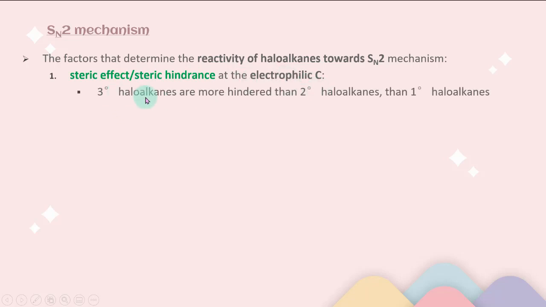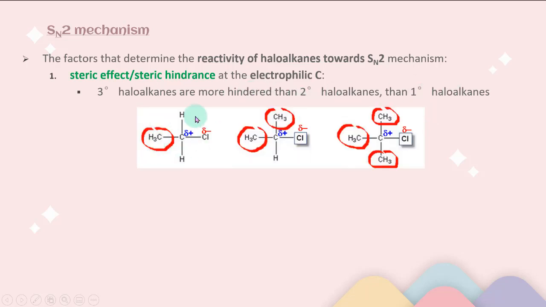So we say that the tertiary haloalkane is more hindered than a secondary haloalkane, which is more hindered than the primary haloalkane. Looking at this diagram, you will see that this chlorine is attached to a primary carbon, so you only have one alkyl group. Okay, so this is your primary haloalkane. And for this one, the chlorine is attached to a secondary carbon, so this is your secondary haloalkane. And then this chlorine is attached to a tertiary carbon, so this one will be your tertiary haloalkane. You can see that the tertiary haloalkane is more hindered, meaning this CH3 methyl group blocks the backside attack of your nucleophile.